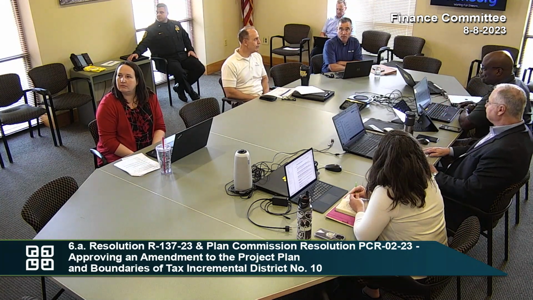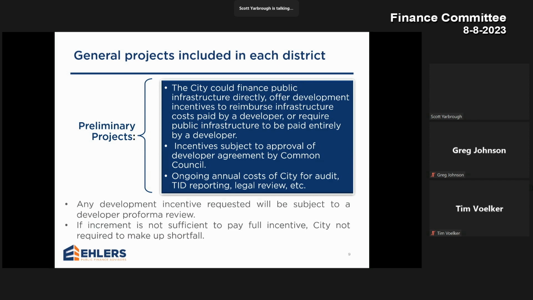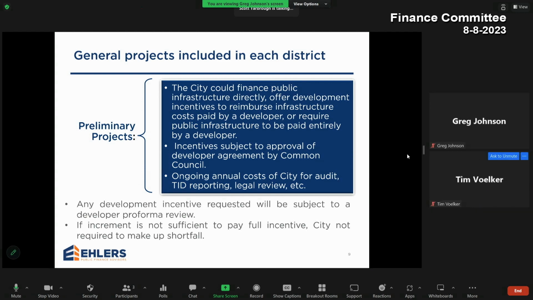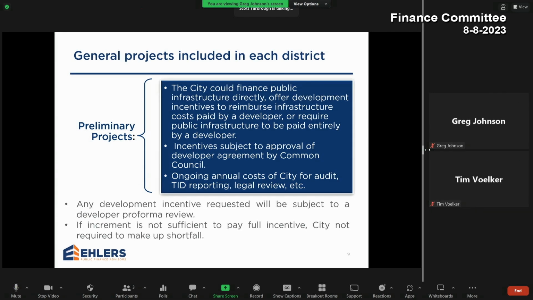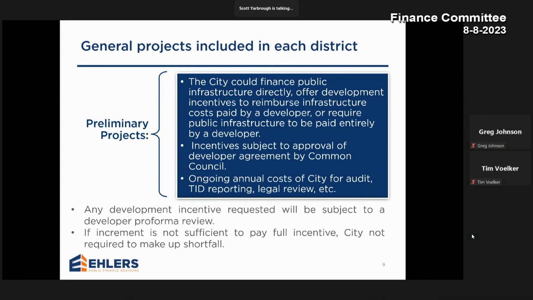Thank you. So in each of these TIF districts, there are some commonalities in terms of the types of projects that are included as eligible expenses. Each of the project plans includes some specific infrastructure costs, some allowances for developer incentives, and ongoing costs of the TID district in terms of audit, TID reporting, and legal review of projects. Any development incentive that is provided is subject to a developer pro forma review per the city's policy that also requires a development agreement.